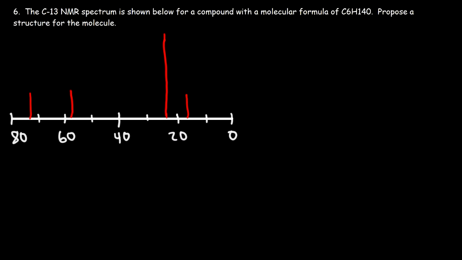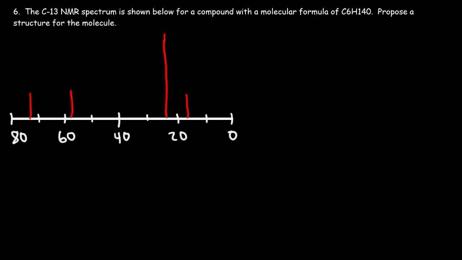Number 6. The carbon-13 NMR spectrum is shown below for a compound with a molecular formula of C6H14O. Propose a structure for the molecule. So the first thing I would like to focus on is the functional group. We have an oxygen atom. So this could be an ether, an alcohol. It can't be an ester because that will have 2 oxygen atoms, and it cannot be a carboxylic acid.